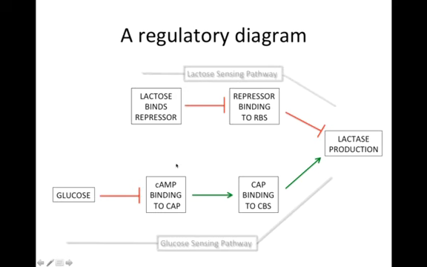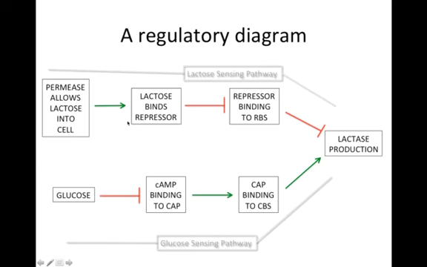Should this go on the top or should this go on the bottom? Well, the permease is allowing the cell to sense lactose, right? So it's kind of on the top part of this pathway. And we can just add that before lactose can bind to the repressor, the permease needs to allow the lactose into the cell. And so this is controlling that, and it's positive, right? If the permease allows lactose in, that allows the lactose to bind. If the permease does not let it in, that does not allow the lactose to bind. And so we can just extend our lactose sensing pathway by one step.